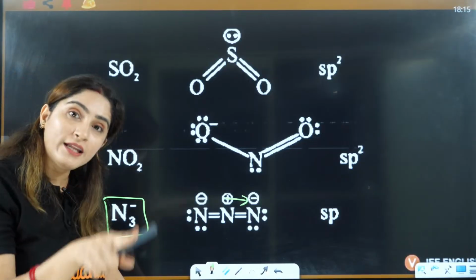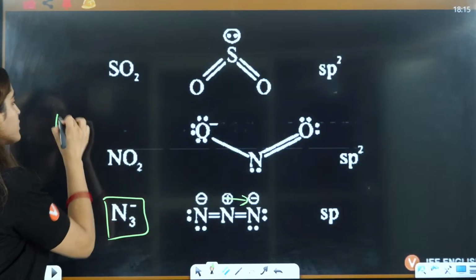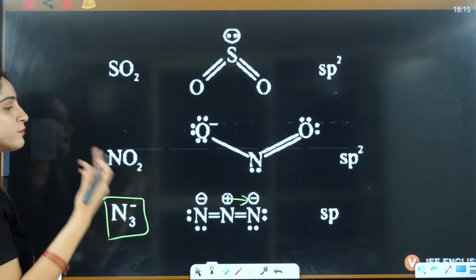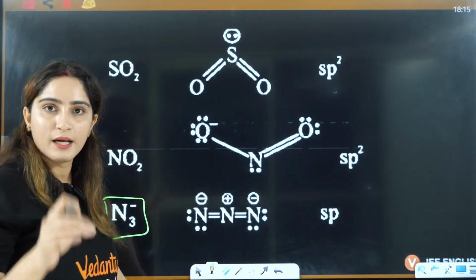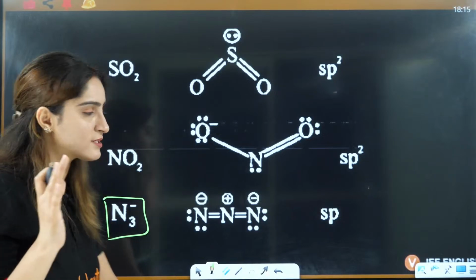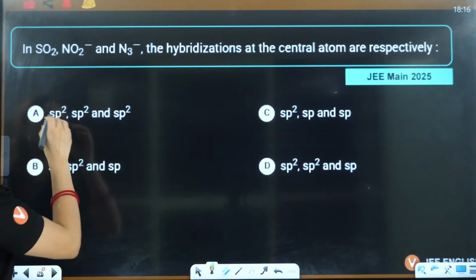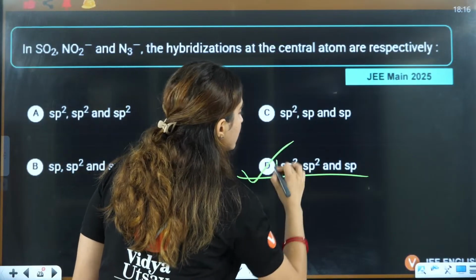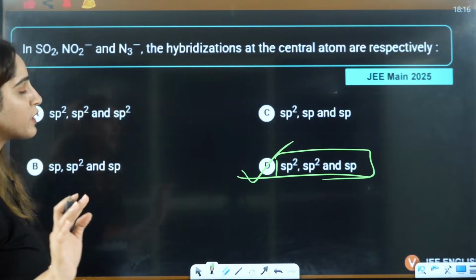Because of that coordinate bond, for example, I talk about NH4 positive. Now, because of that coordinate bond, what will happen? Instead of sp2, it will be sp hybridized. So that's why this is going to be sp2 and sp, that is D is going to be the correct answer here, okay? Understood everybody?